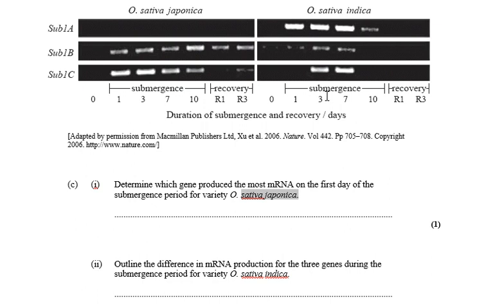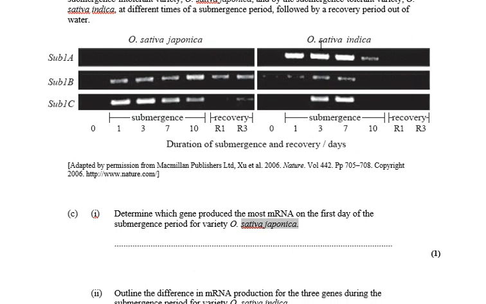So nothing too detailed. When you're answering this question, you want to make sure that you're using the right data set. So you're looking at O. sativa indica, and that you look at each gene one at a time. So sub1A, sub1B, sub1C. Let's start with sub1A. You can see that sub1A is expressed strongly, or the most, and produces the most RNA, given by the whitest color throughout the submergence period.